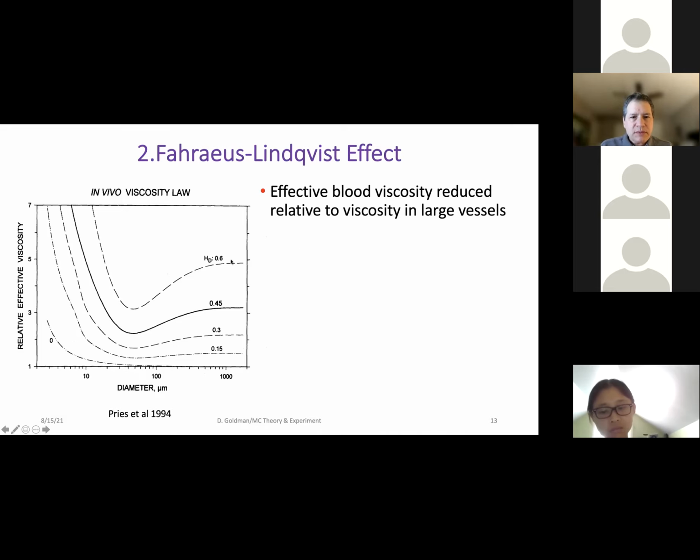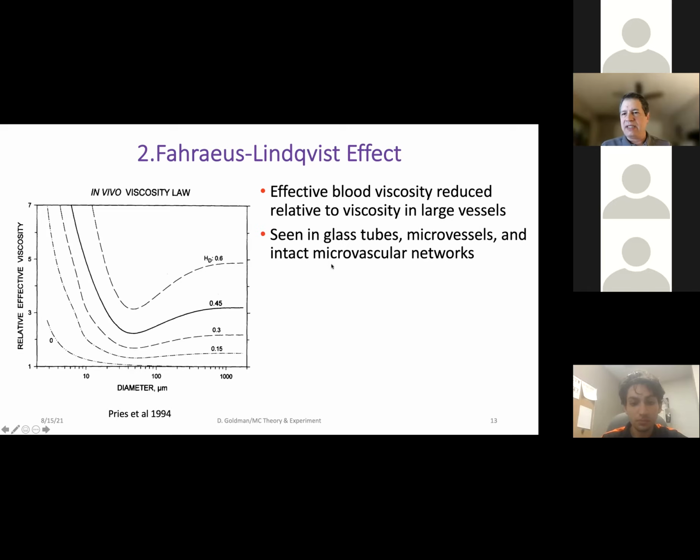So if you fix hematocrit, right? Hematocrit affects viscosity, but if you fix it and then you go into smaller and smaller tubes, you're going to get lower and lower viscosity. Okay? And this is starting maybe around 1 millimeter diameter. So you don't see it in large vessels, right? These curves are flat here as diameter gets big, but as diameter gets small, you see a decrease in viscosity. And so again, we see the same effect in glass tubes, in microvessels that are isolated, and in networks. Okay? And so it's a persistent effect that's really there.